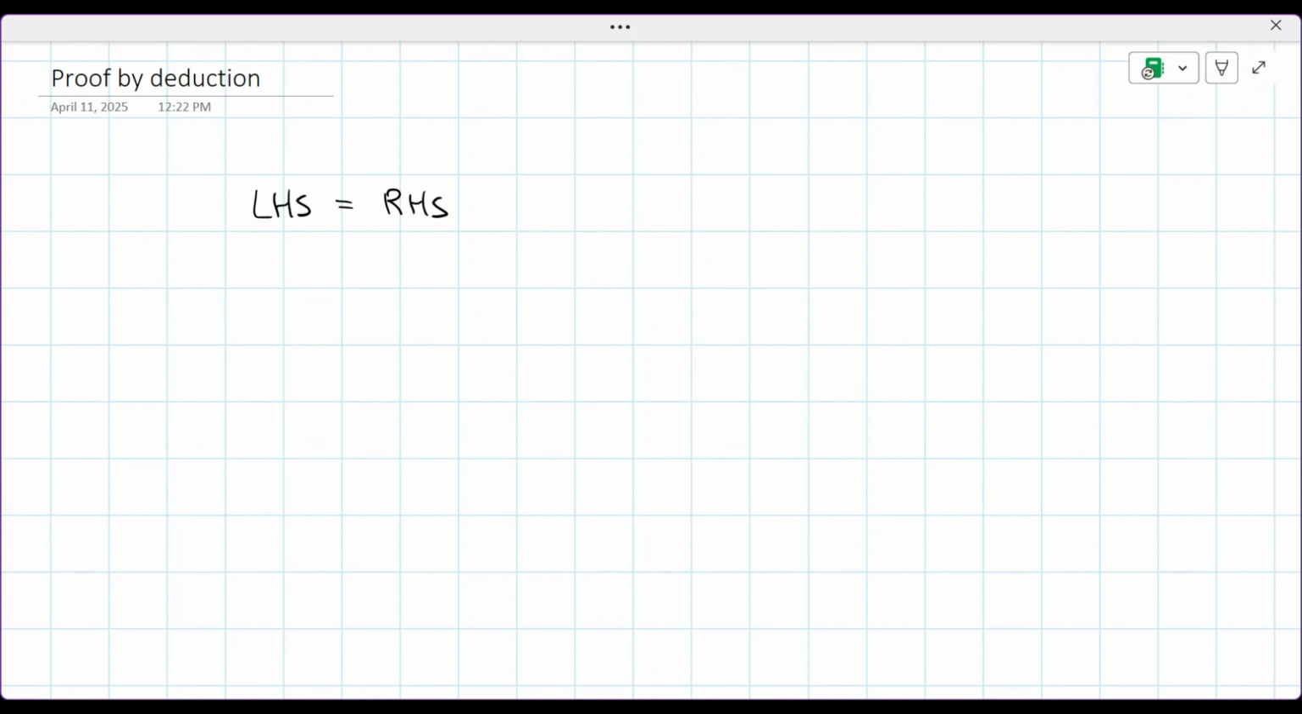Then what are you allowed to do? Well, you're allowed to change the look of it. So you can rearrange the expression, you can factor expressions, or you can do expansion of the expressions. So those are some options that we can take. So let's look at an example that we have here.